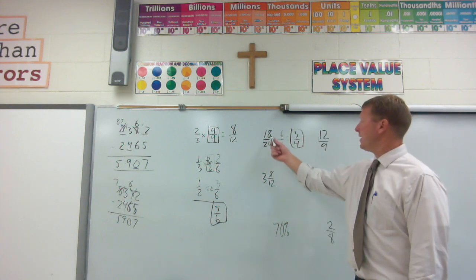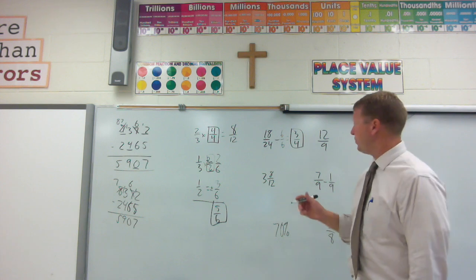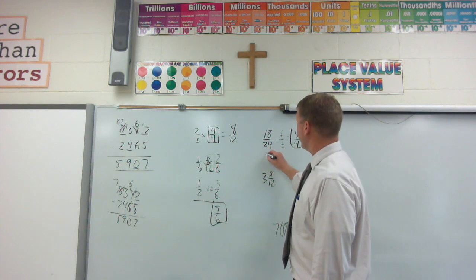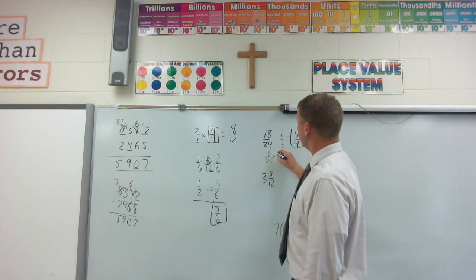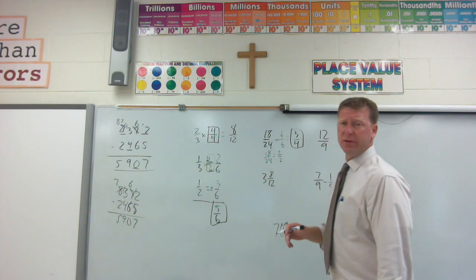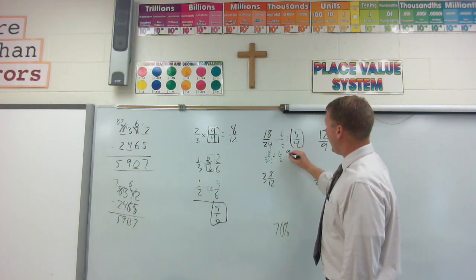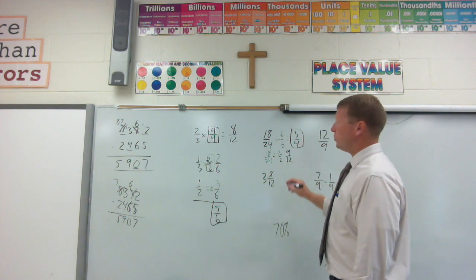For instance, I looked at this and said they're both even. I'm going to divide by 2. So I'm going to do this one again how my brain worked. I had 18/24. I saw that they're both even, so I just said 18 divided by 2 is 9, and 24 divided by 2 is 12.